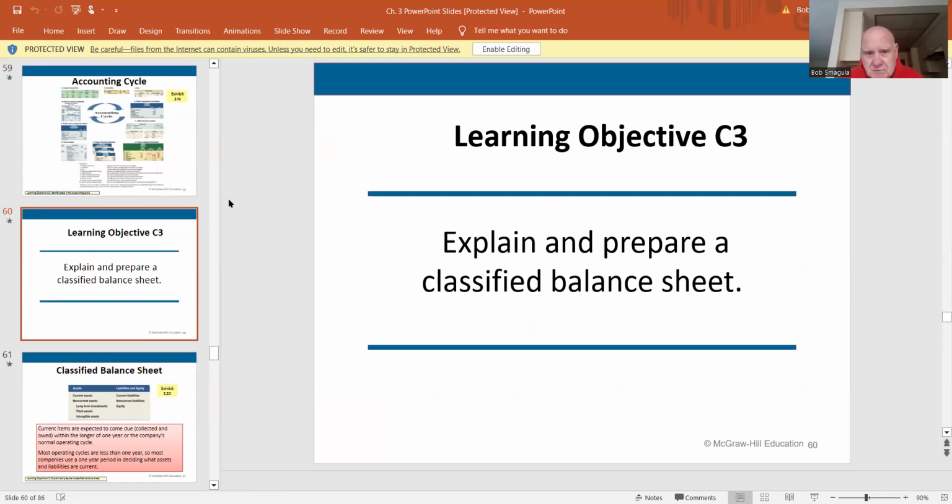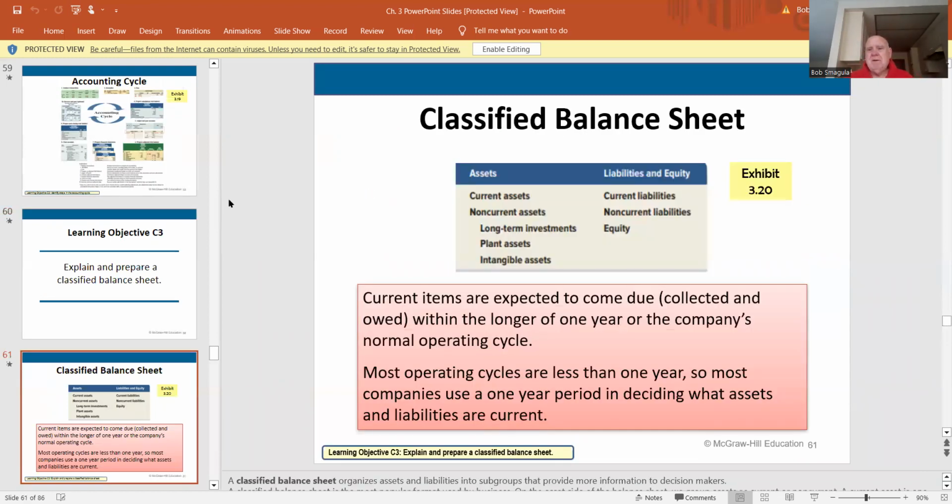Okay, let's do a little bit of analysis of some balance sheet here. Explain and prepare a classified balance sheet. Classified means you're going to have subtotals within the assets, within the liabilities, within the equity. The way we've done it up to this point is you have sales, and you just list them all and add them up, and you have expenses and you add them up. On the balance sheet, you've got all the assets listed, whether they're long-term or not. Here, we're going to have different categories, different subtotals, if you will.